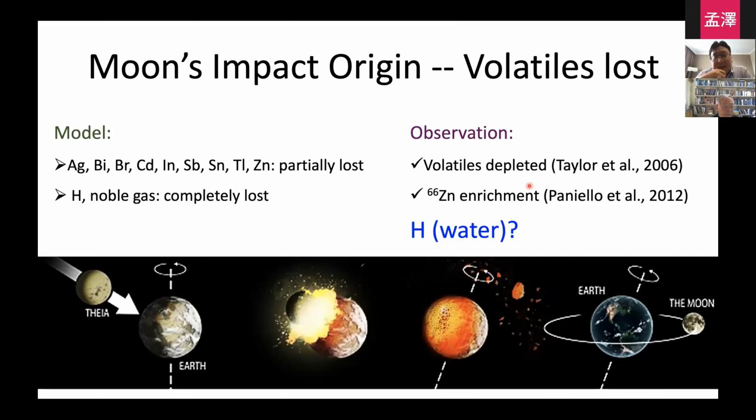Based on early observations, we did observe that volatiles in lunar materials are depleted relative to Earth materials. Furthermore, for these lunar materials, we do see heavy zinc isotope, such as zinc-66, enrichment in lunar materials. So this leaves the question of hydrogen. How about water? Whether water is depleted or completely lost in the lunar samples.